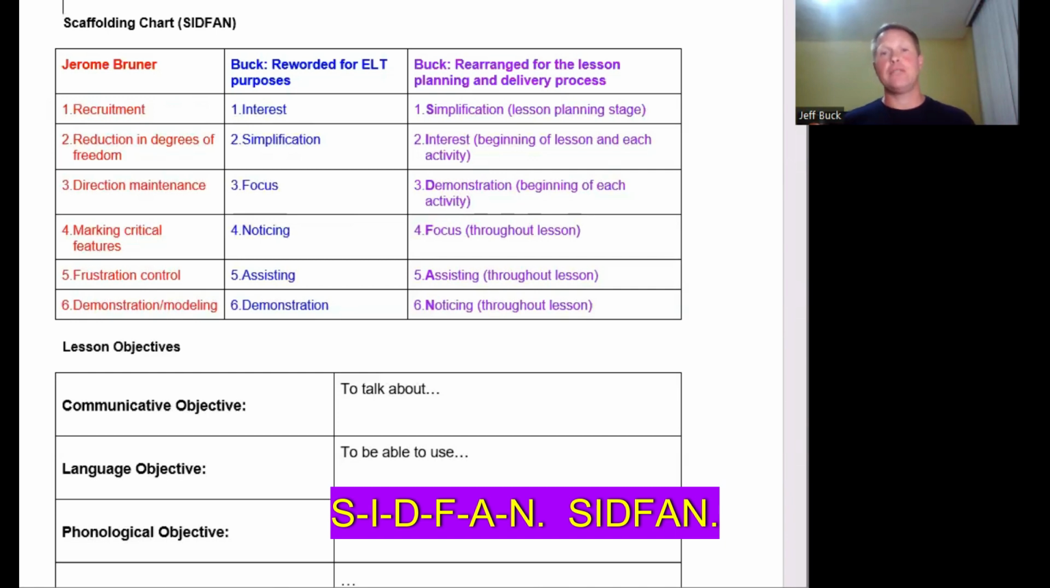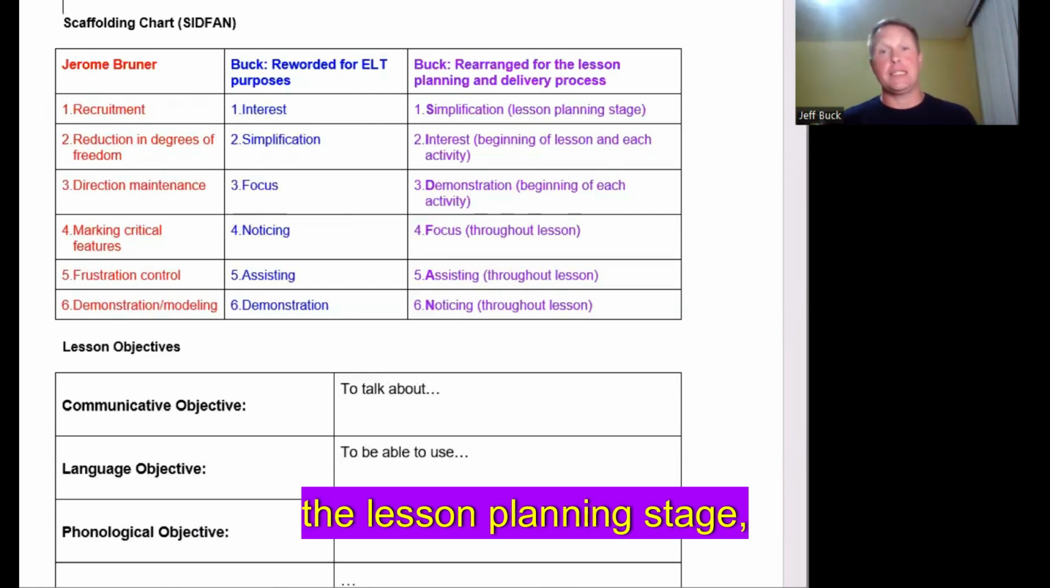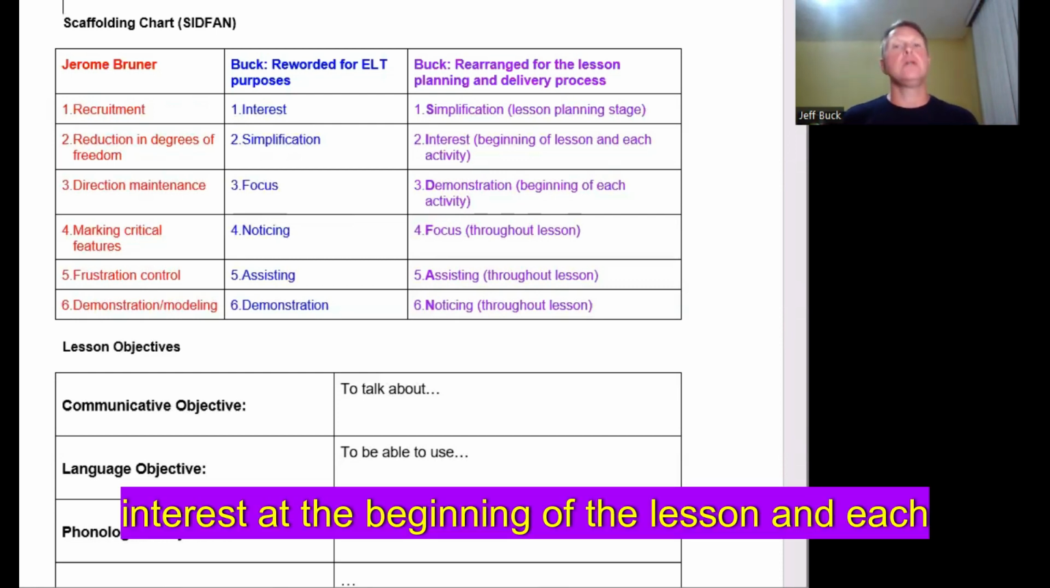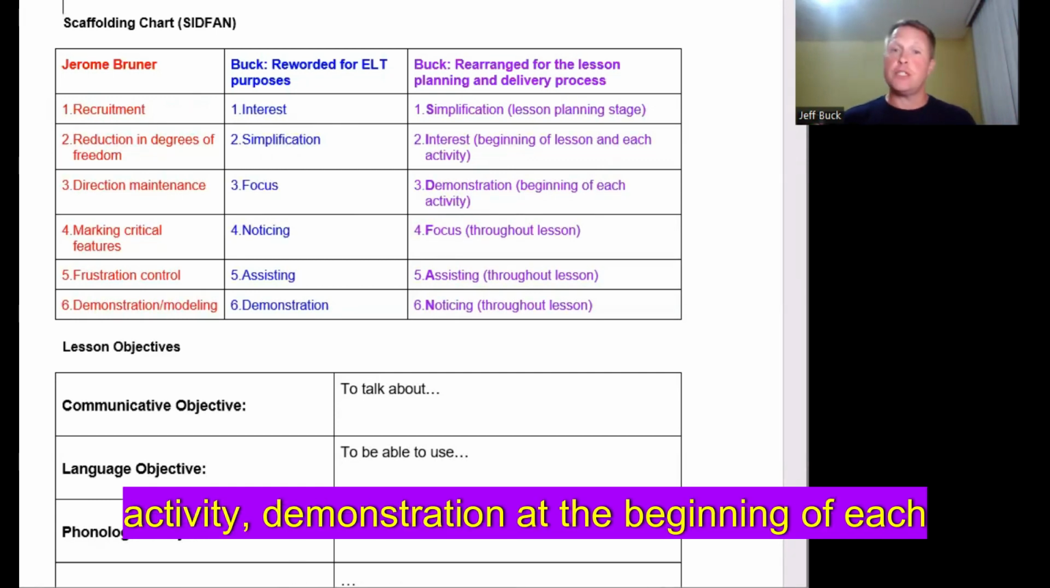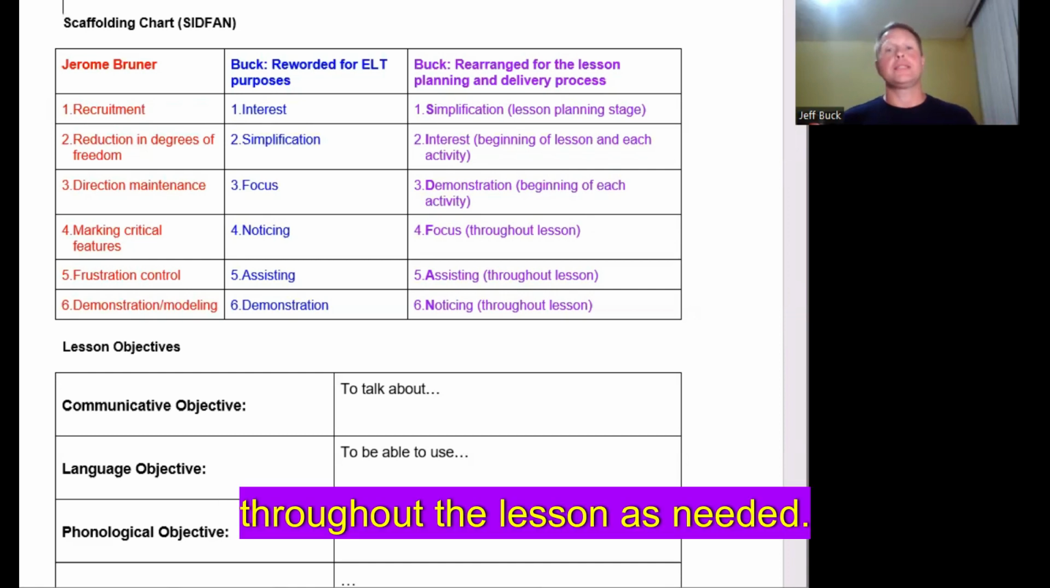SID, FAN, SIDFAN. Simplification should take place during the lesson planning stage. Interest at the beginning of the lesson and each activity. Demonstration at the beginning of each activity. And focus, assisting, and noticing throughout the lesson as needed.